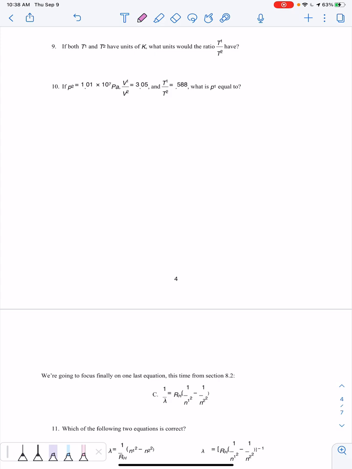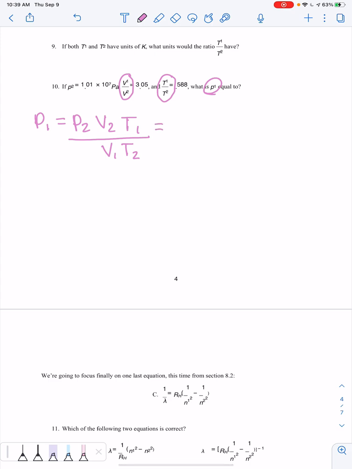So we're going to start with problem number 10, which gives you the values for a bunch of variables, and it's asking you to solve for P1. We isolated P1 in an earlier problem, so I'm just going to write that here. P1 is equal to P2 times V2 times T1 over V1 times T2. What we have to do here is basically just plug in all of the variables, but I do want you to pay attention to the ratios that we have here and make sure that the numerator and denominator match what's in the equation.